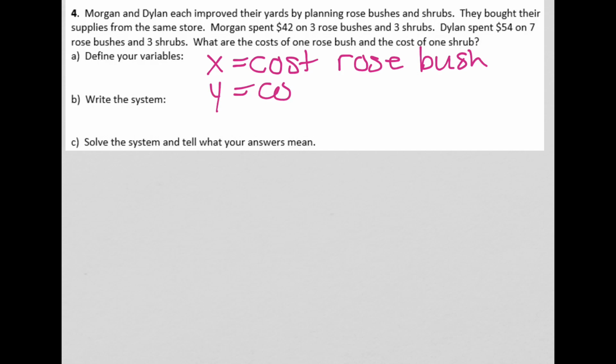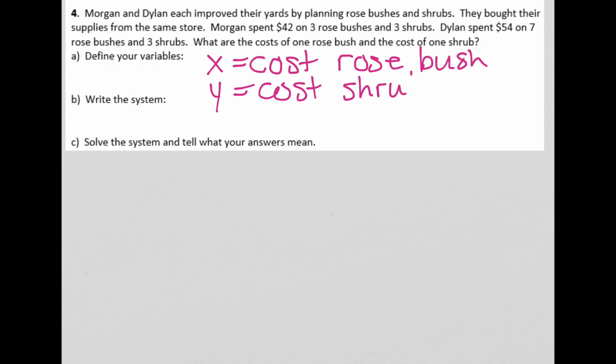Morgan and Dylan are doing some yard work. They bought their supplies. Morgan spent $42 on 3 rose bushes and 3 shrubs. Dylan spent $54 on 7 rose bushes and 3 shrubs. What are the costs of 1 rose bush and the cost of 1 shrub? Hey, that's what we're trying to find here. My variables could be then that X is the cost of a rose bush and Y is going to be the cost of a shrub.